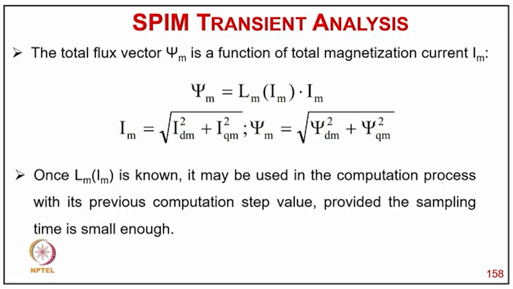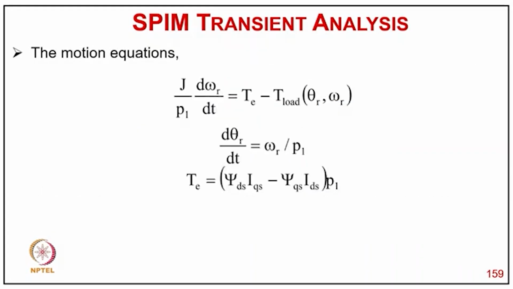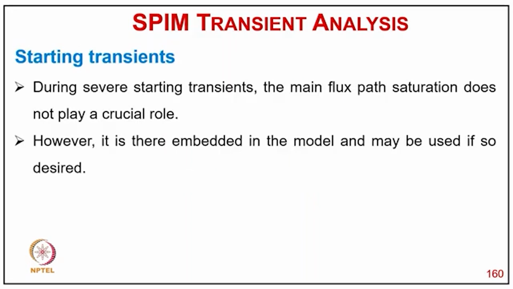The magnetization inductance Lm depends on both IDM and IQM when saturation is accounted for, because of the cross coupling effect, and the total flux phi m is a function of Lm into Im, where Im is the square root of IDM square plus IQM square. So once Lm as a function of Im is known, it may be used for computation with the previous computation step value, provided the sampling time is small. And the motion equation is J upon p1 d omega r upon dt equal to T minus TL, and d theta upon dt equal to omega r upon p, where the torque is phi ds IQS minus phi qs IDS into p1. Now coming to starting transient: during severe starting transient, the main flux path saturation does not play a crucial role. However, it is embedded in the model and may be used if desired.